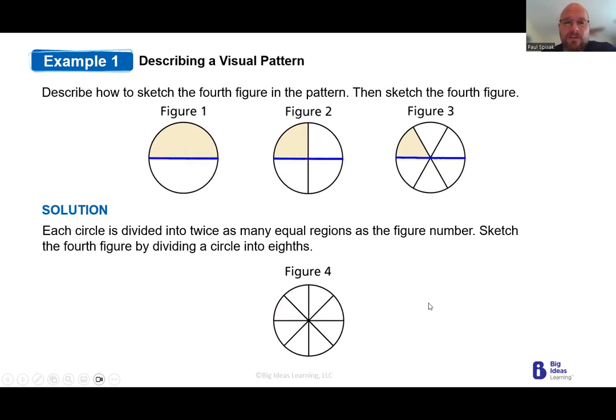And then we should also look at where that shaded region is, because each time we have a shaded region that always falls just above the horizontal line on the left side of the figure. So we're going to do the same shading on figure 4. And this is what we believe figure 4 is going to look like. Again, we're making this guess based on the pattern that we saw. So we made a conjecture as to what this figure is going to look like.